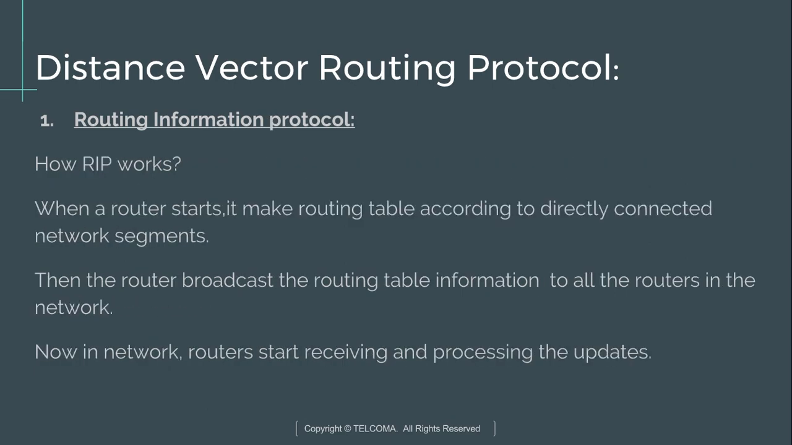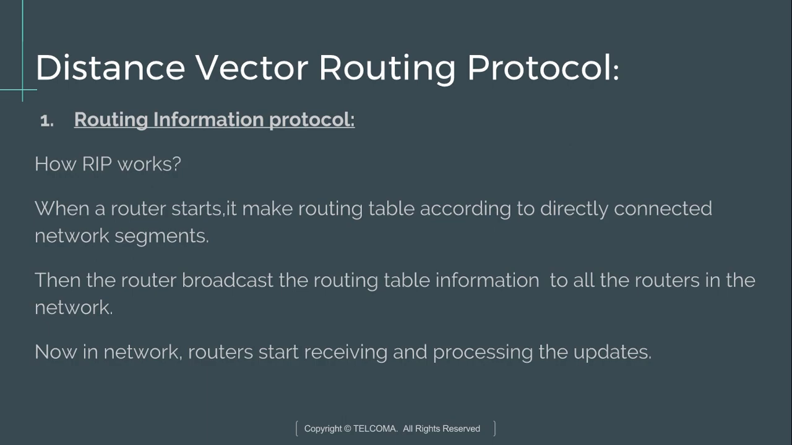Next is how RIP works. When a router starts, meaning when a new router is added to the network, it makes its routing table according to directly connected segments. The devices which are directly connected to the router make up the routing table according to those network segments. Then the router broadcasts the routing table information to all the routers in the network.